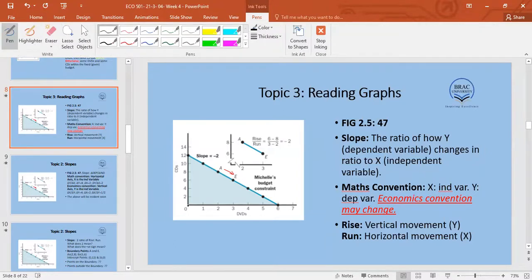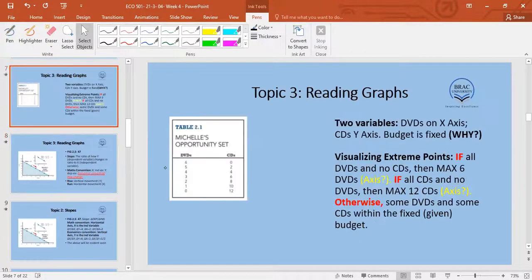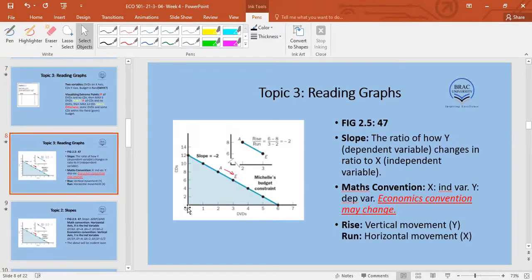Okay. When we don't buy any DVDs, we can buy 12 CDs. Go back to the graph. When we buy 0 DVDs, we can buy 12 CDs. 0, 12. So this is when we buy 0 DVDs, we get 12 CDs. Acha. If we want to buy one extra DVD, we have to sacrifice 2 CDs. See, two. If we want to buy another one DVD, we have to sacrifice 2 more CDs.